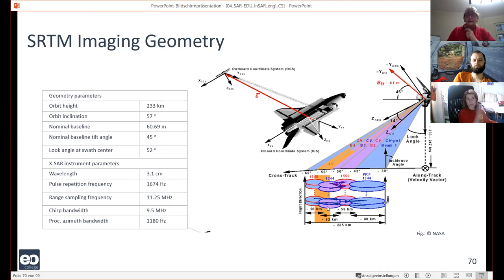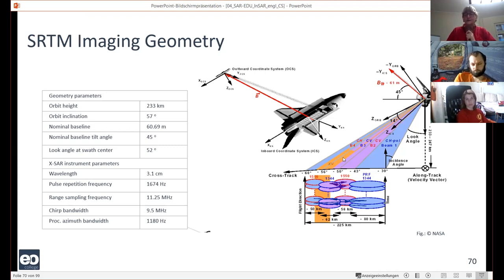Okay, one further aspect, you see here X-SAR, this is our little X-band antenna here had a much smaller swath. So the German antenna did not produce a global elevation model, but it has a higher height sensitivity, a better height resolution because of the shorter wavelength.